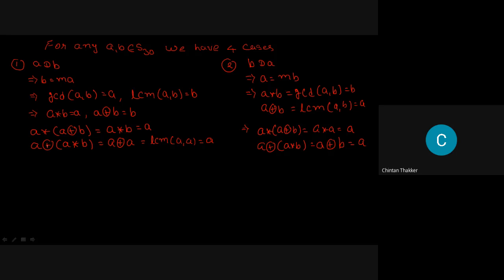Then we have the third case: A and B are co-prime numbers.